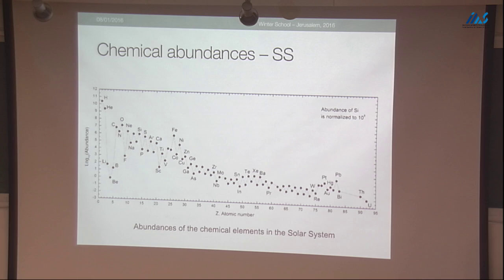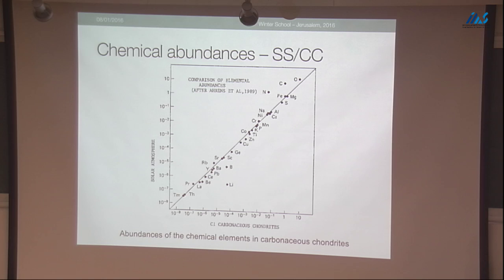Now, what is interesting is that if you look at measurements of chemical elements in carbonaceous chondrites, and we compare them with the ones in the solar atmosphere, there is a very strong correlation. And so this tells us that carbonaceous chondrites are a very good measurement, apart from the presence of hydrogen, but for all the other elements, of the solar system's elemental composition.